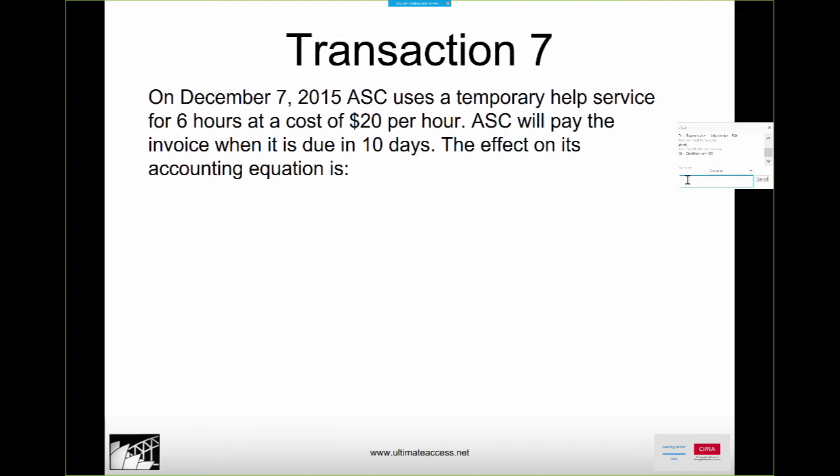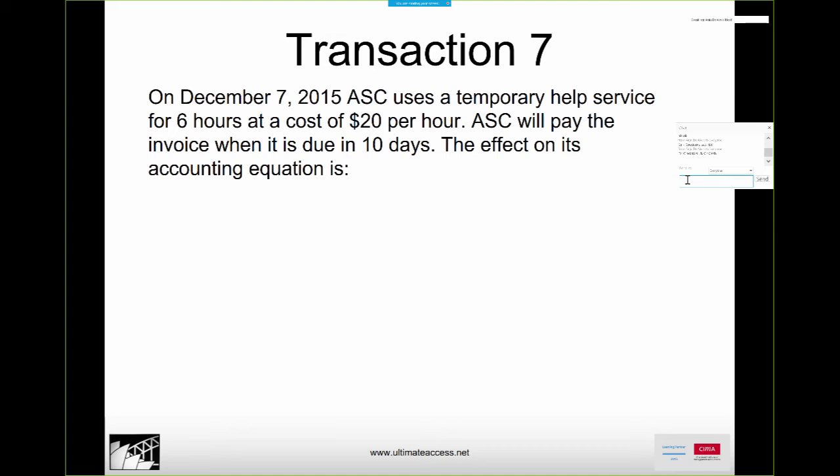Eventually, when we pay this amount, the transaction will be debit creditors account, because I'm now setting off my creditors. And what else? Credit what? Cash, because cash is going out. Is that clear? Is everybody clear now?